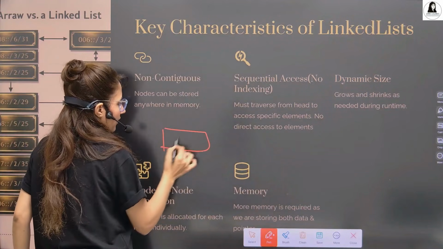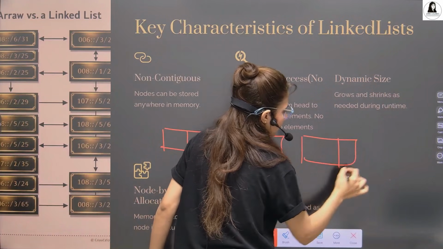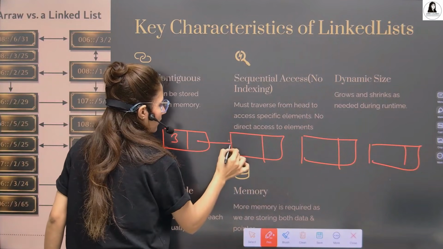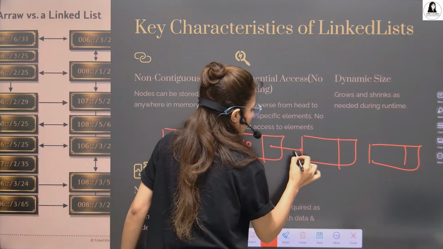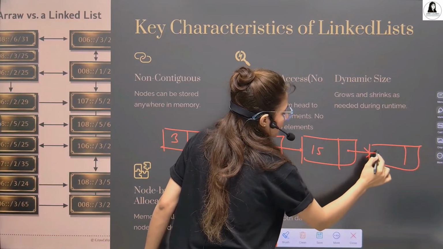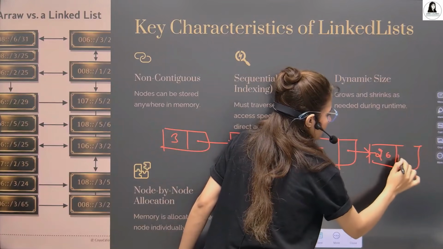So generally we represent the linked list something like this. This is my linked list. I have here the data 3, and this has next. Suppose 10, next 15, next, sorry, this is next. And here I have, suppose, 20. Here I have null at last.